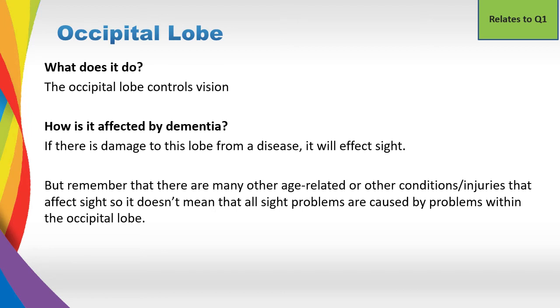The occipital lobe. This area of the brain controls our vision, so it helps us to see. So how is it affected by dementia? If there is damage to the occipital lobe, it will affect our sight. But remember, not everybody that has problems with their sight will have problems with their occipital lobe that are caused by dementia. I myself wear glasses, as you can probably see on my picture. That doesn't mean that I have a problem with my occipital lobe due to dementia, but it can have an effect with people with dementia.